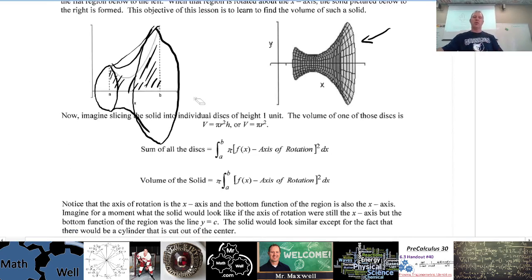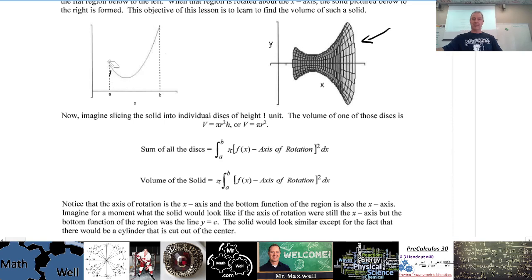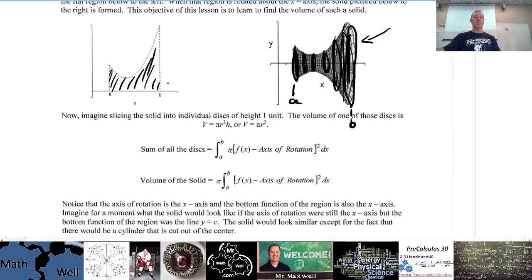Okay. So if we think about these as disks, right? So here's a disk. Here's another little disk, another little disk. I'm just drawing 4 or 5 or 6 of these disks. But if we consider the sum of an infinite number of disks between here, A, and here, B, that's going to be a definite integral. So the area underneath this curve is an integral, right?